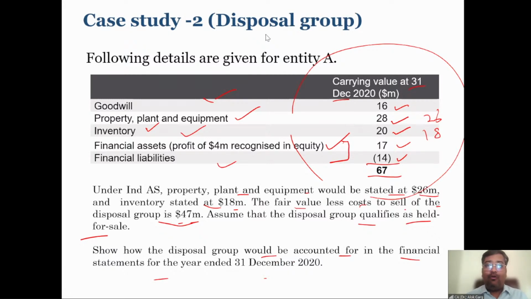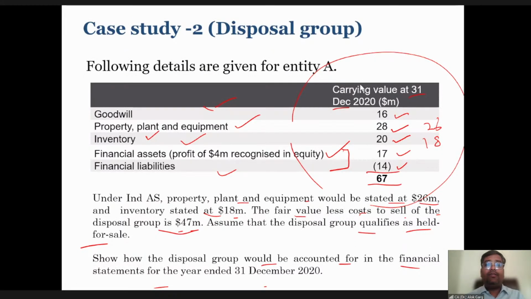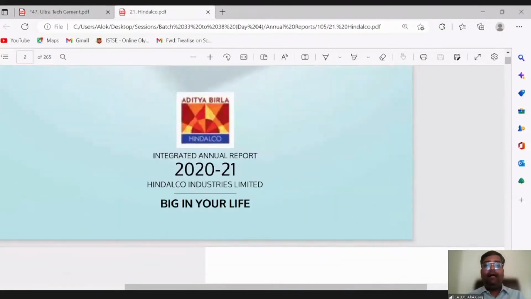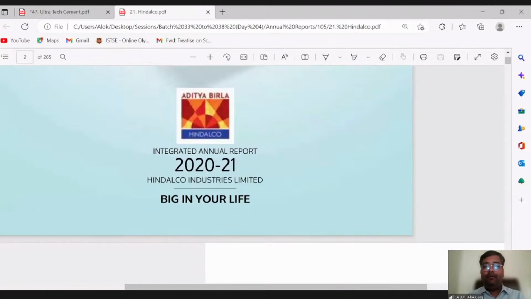Before showing this disposal group, let me show the annual report first. Friends, please let me know if you are able to look at the Hindalco Industries annual report, the Hindalco financial statement. Please confirm.